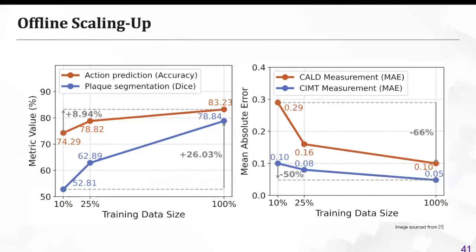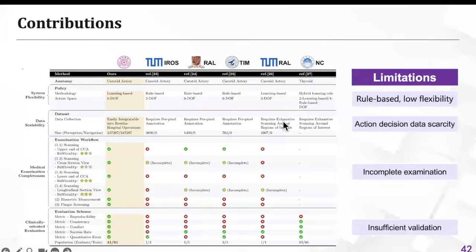We also verified on offline datasets, increasing the amount of data from 10% to 100%, and it shows the performance will continue to improve as the data size grows. In the future, as even more data becomes available, the overall performance of the robot system will continue to improve. Finally, our work makes key contributions in these four areas.